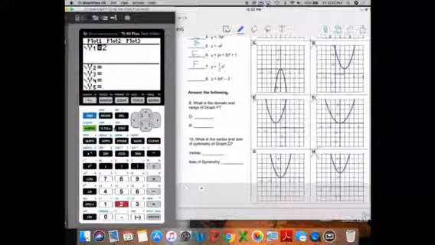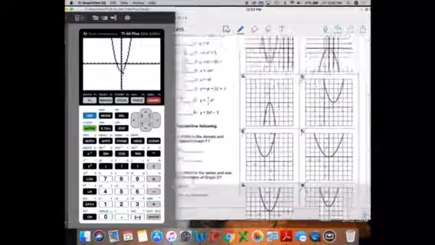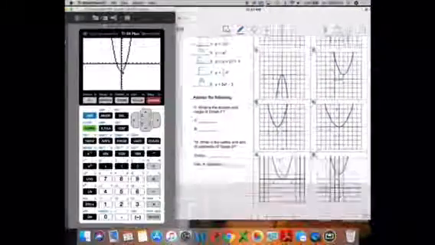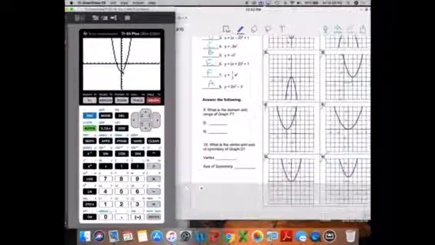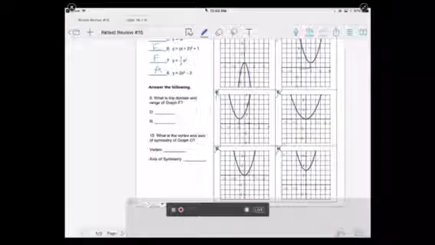8, I have 2x squared minus 3. So I know it's going to go down and then get a little bit skinnier. A is the only one that goes down from the origin. So therefore, G has to be my parent function, which is the x squared. Sometimes that's easy to see, sometimes it's not, so that's why I saved it for the end.